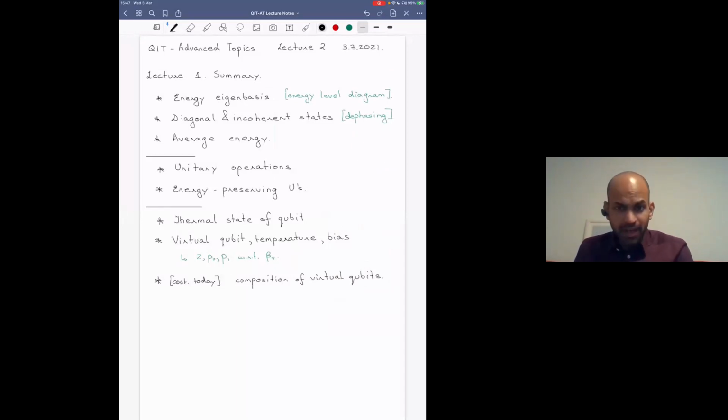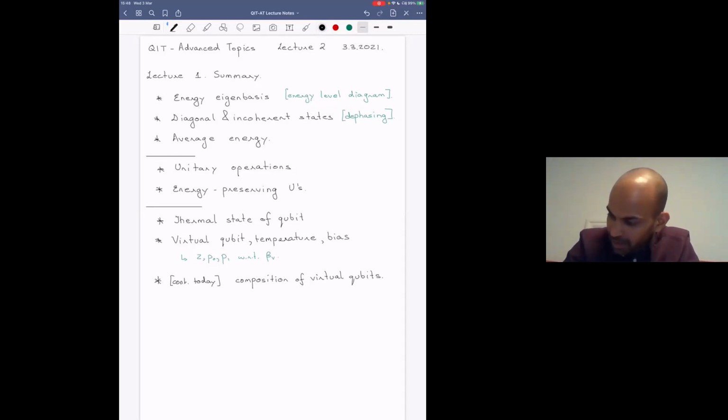So in the last lecture, we started by discussing the energy eigenbasis, which is essentially the most important manner of looking at the density matrix of a system that we have. We discussed energy level diagrams, which is essentially the manner of converting the Hamiltonian into a set of energy levels that we can look at.